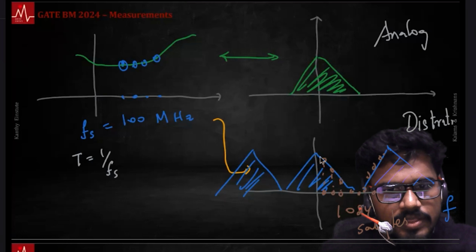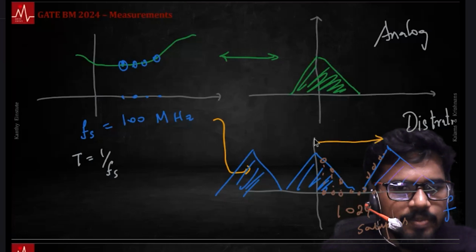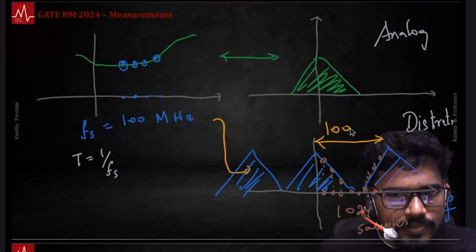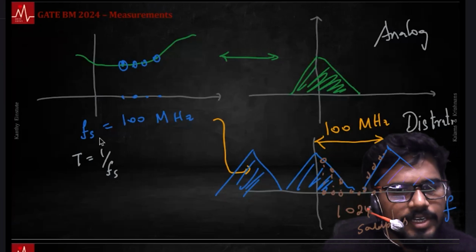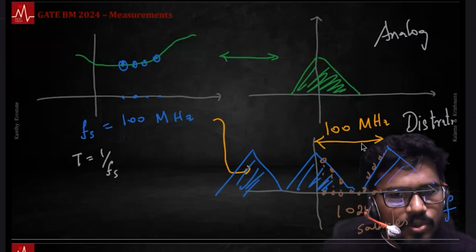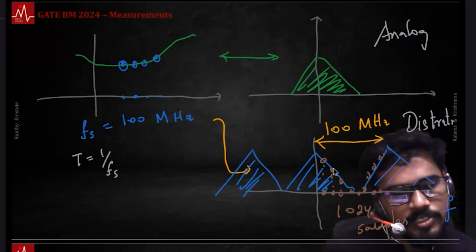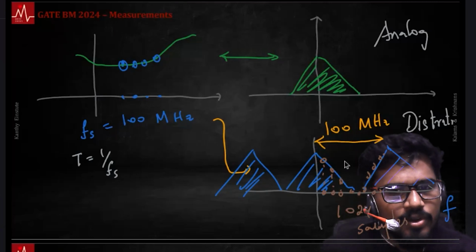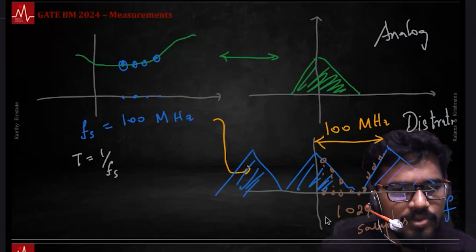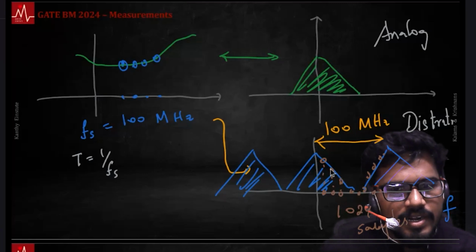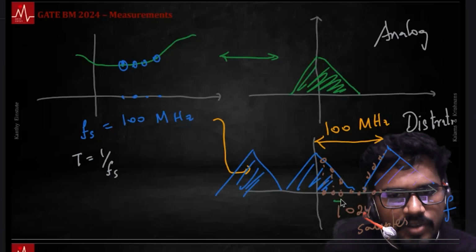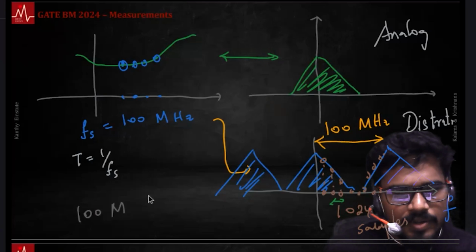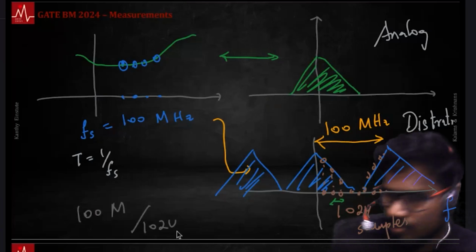And what would be the distance between repetitions? That would be 100 megahertz, because it's going to repeat at the sampling frequency. Because it repeats at the sampling frequency, you will have a separation of 100 megahertz between the bands, and you're sampling it at 1024 samples. And what is the gap between two samples? That would be 100 million divided by 1024.